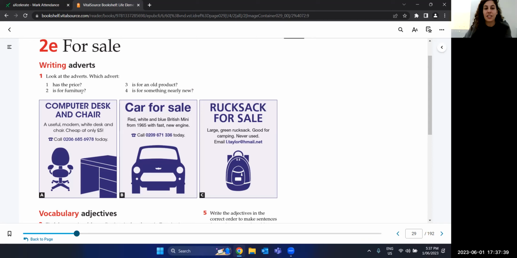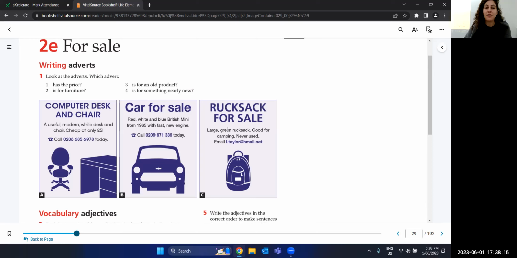Which one is for furniture? The desk and chairs. If you remember, we looked at vocab for furniture earlier this week. So yes, chair and computer desk. Which one is for an old product? The car. Yeah. 1965. Yeah, that's an old product.